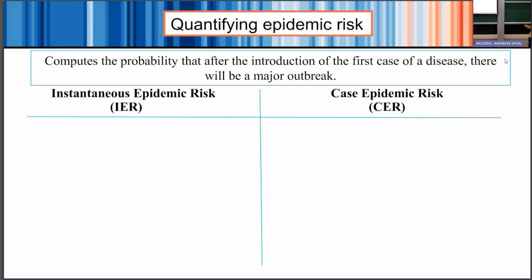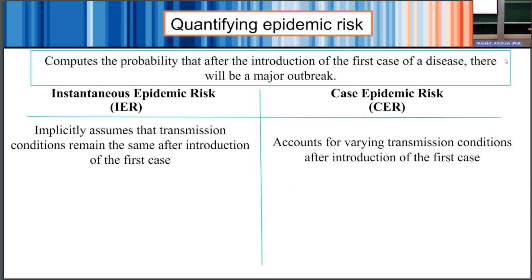So here I'm going to introduce two notions of epidemic risk, or the proportion of outbreaks which are large. First is the instantaneous epidemic risk, the IER. This implicitly assumes that whatever your transmission conditions were when your infection was imported into your population, they remain like that until your outbreak's over. This is compared to the case epidemic risk, the CER, which accounts for changing transmission conditions after the infection first comes into your population.